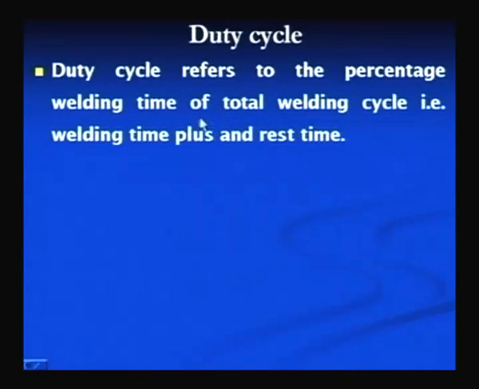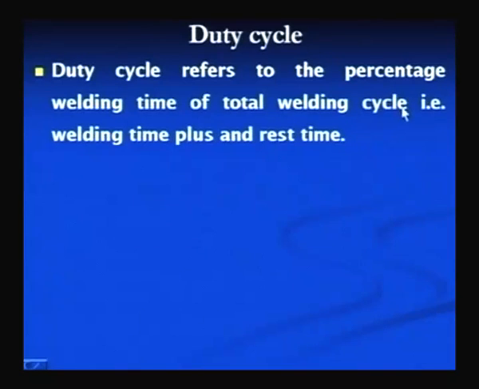time. So, the percentage of the welding time of the total weld cycle time is referred to as the duty cycle, and it is expressed as a percentage. Like in a 10 minutes total weld cycle time, if the welding time is 2 minutes, then the duty cycle will be 20%, or if the welding time is 10 minutes in the 10 minutes total weld cycle time, then duty cycle will be 100%.